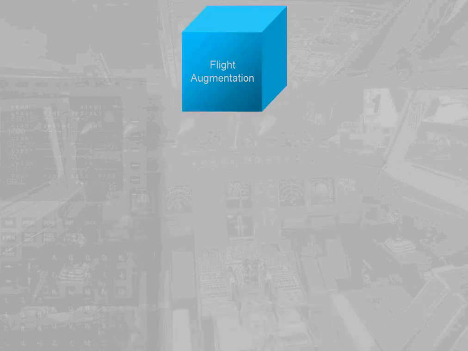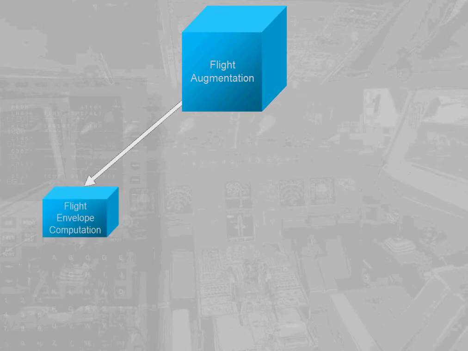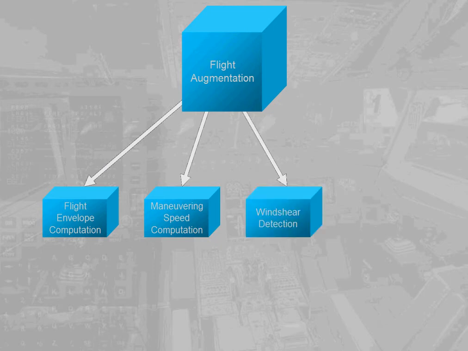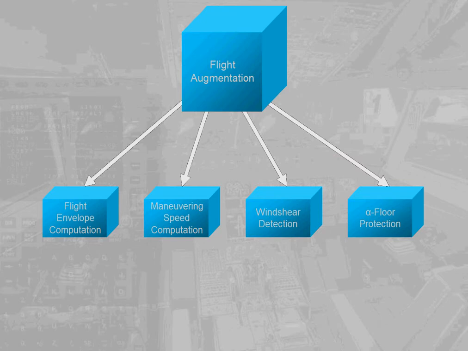The flight augmentation, FAC, part of the FMGS provides flight envelope computations, minimum speed such as VLS or maximum speed such as VMO or VFE, maneuvering speed computation, for example best speed to fly in a given flap configuration, wind shear detection which triggers the wind shear warning, and angle of attack protection, alpha floor protection, triggered when the aircraft angle of attack is above a predetermined threshold. Note, the FAC has various yaw functions, such as yaw damping, turn coordination, and others which will be reviewed in the flight control chapter.